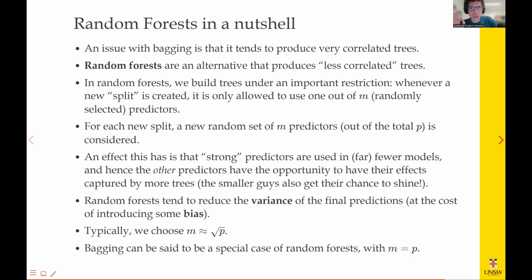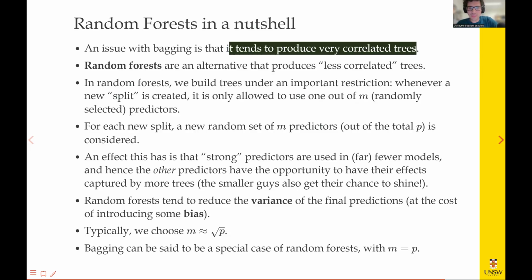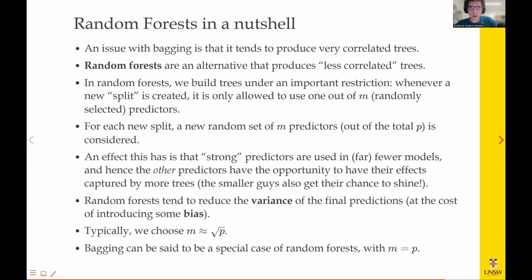I suppose the motivation comes from maybe an issue you can have with your bagging. Bagging tends to produce very correlated trees. By correlated, maybe it will be a bit more precise to say that the predictions they produce are quite correlated. They will tend to be quite similar.